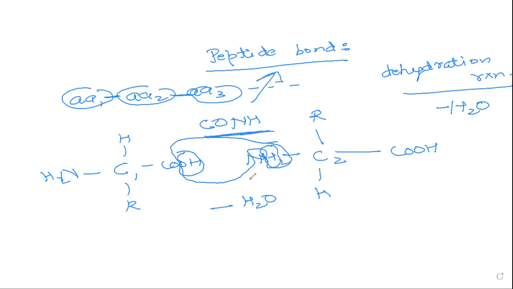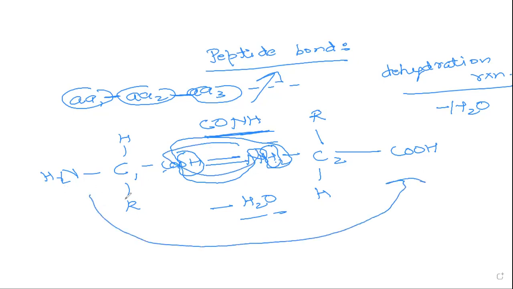Now, as we can see, a water molecule is lost. Due to that, the CO and NH will bind together, and because of this peptide bond, both the amino acids will join together and form a peptide chain. Further, when more amino acids are joined, it will lead to the formation of a polypeptide chain. So here we can take a look.